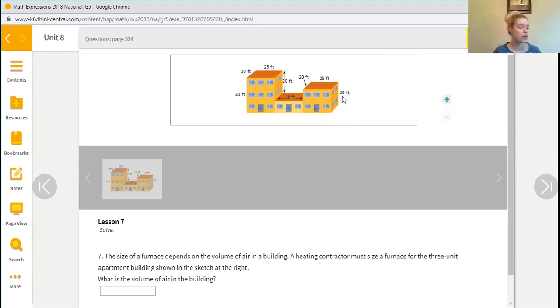When I multiply that together, 25 times 20, 25 times 2 is 50, plus the 0 is 500. 500 times 20, 500 times 2 is going to be 1,000. Add that other 0. That's going to be 10,000.